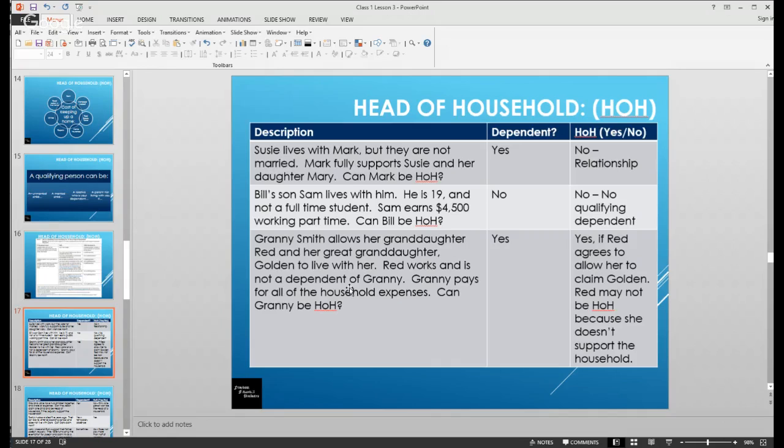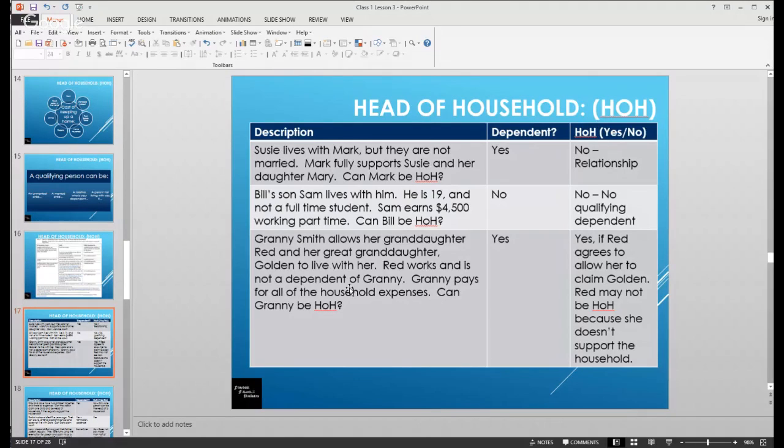Bill's son Sam lives with him. He's 19 and not a full-time student, and Sam earns $4,500 working part-time. Can Bill be head of household? In this instance, no, because Sam is not a qualifying dependent. So there's no qualifying dependent.